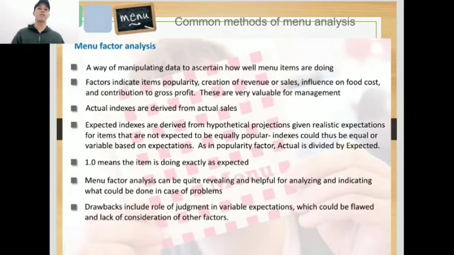As in popularity factor, actual is divided by expected. 1.0 means the item is doing exactly as expected. Menu factor analysis can be quite revealing and helpful for analyzing and indicating what could be done in case of problems. Drawbacks include the role of judgment in variable expectations, which could be flawed, and lack of consideration of other factors.